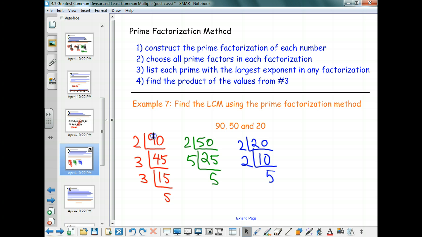So number 1 said, construct the prime factorization of each number. Well, we've broken it down, but we actually haven't constructed the prime factorization yet, so let's do that. My number 90, if I list it in order, I have 1 2. And then I have 2 3s. I'll write it as 3 squared. And then I have 1 5.